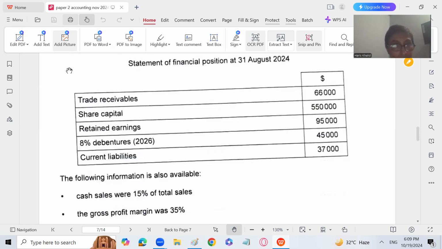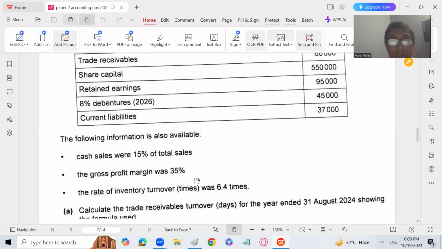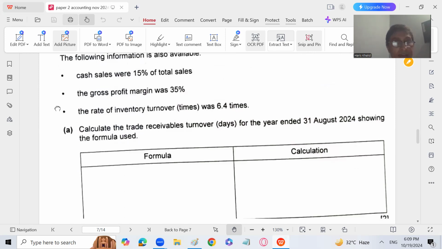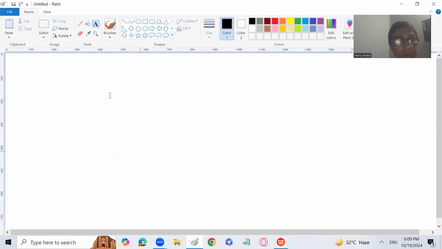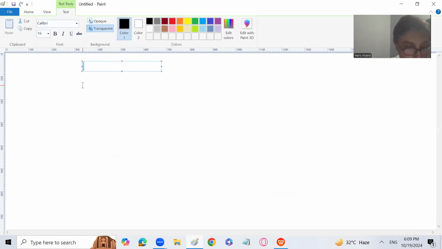Let's talk about the gross profit margin, which was 35%. Margin is the gross profit percentage on sales. That is 35%, and sales is given. Inventory turnover was 6.4 times. Calculate the trade receivable turnover for the year ended 31st August, with formula and calculation. Nowadays the examiner is also asking for the formula. The formula is trade receivables over credit sales, multiplied by the number of days in a year.